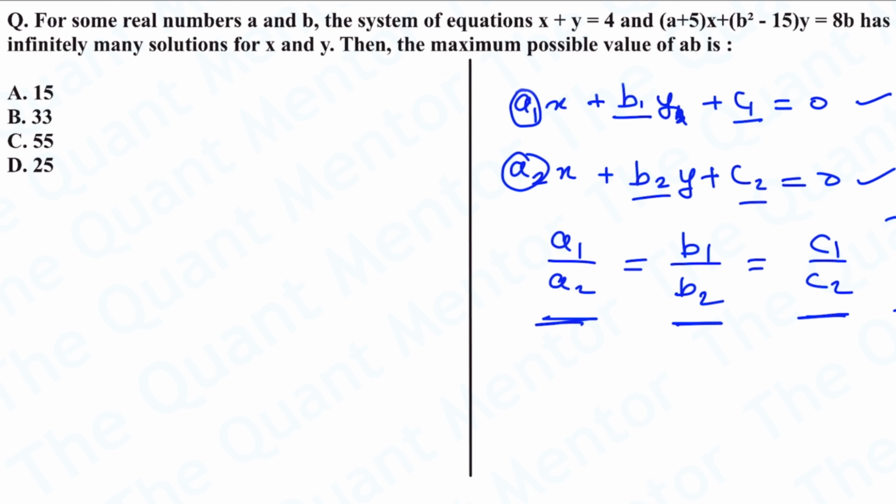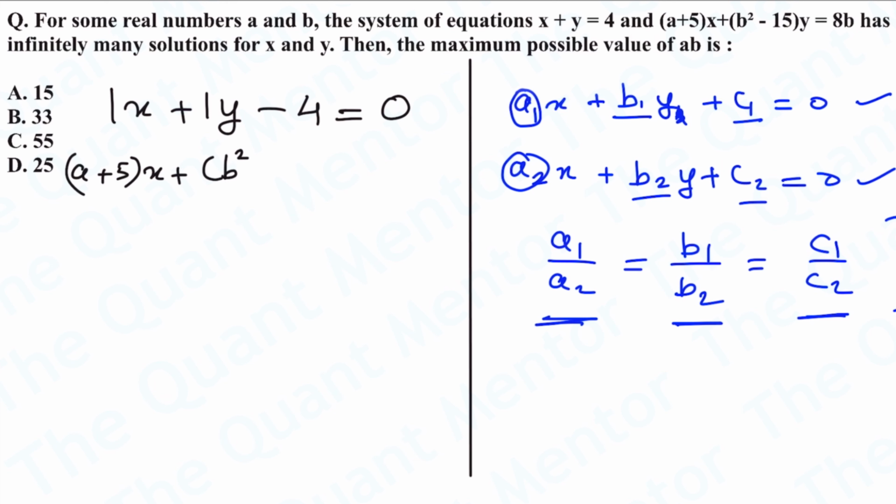So now in this question, the equations are 1x plus 1y minus 4 is 0. I'll take the 4 on the left hand side here. And the other equation is (a plus 5) into x plus (b square minus 15) into y. And I take the 8b on the left hand side, so minus 8b should be 0.